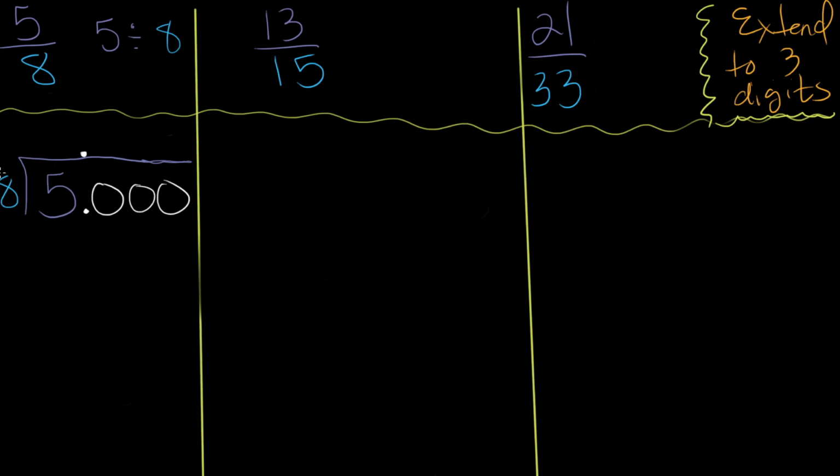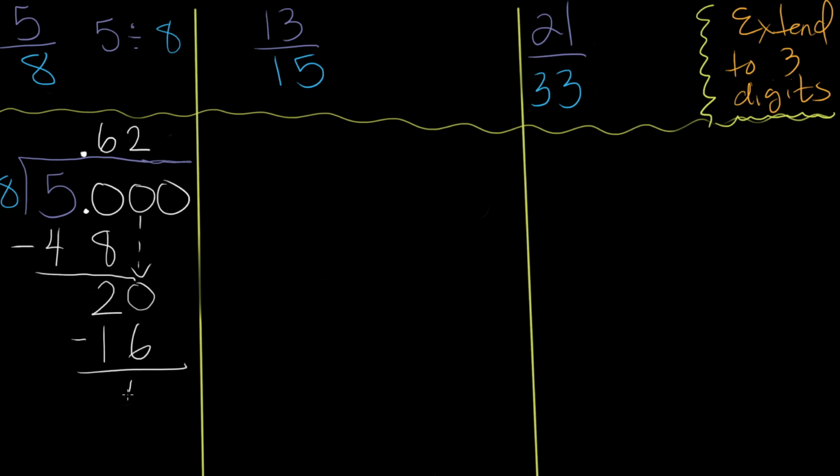And let's start by saying, well, 8 can't go into 5, but 8 can go into 50. Well, how many times does 8 go into 50? Well, 8 goes into 50 6 times. Okay, 6 times 8, that's going to be 48. 50 minus 48 is 2. We can bring down our 0. How many times does 8 go into 20? Well, it goes in 2 times. 2 times 8, that's going to be 16. 20 minus 16 is going to be 4.